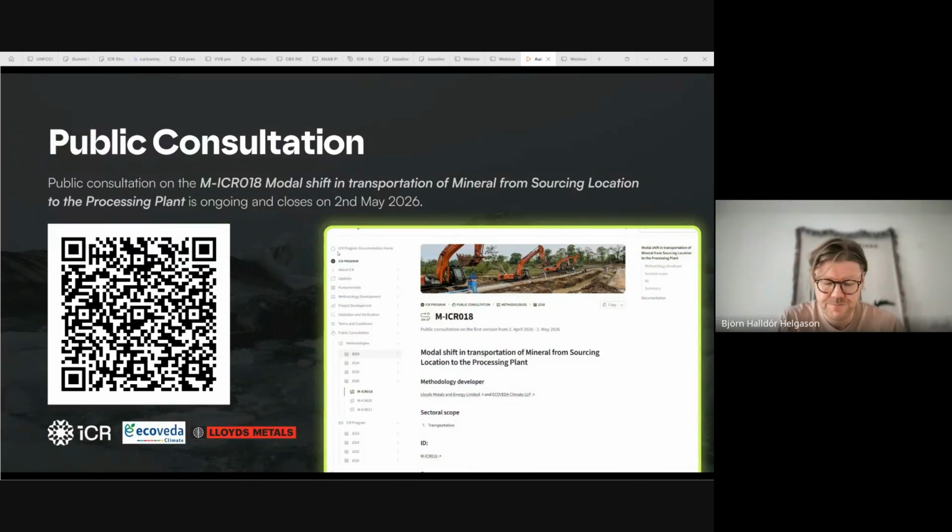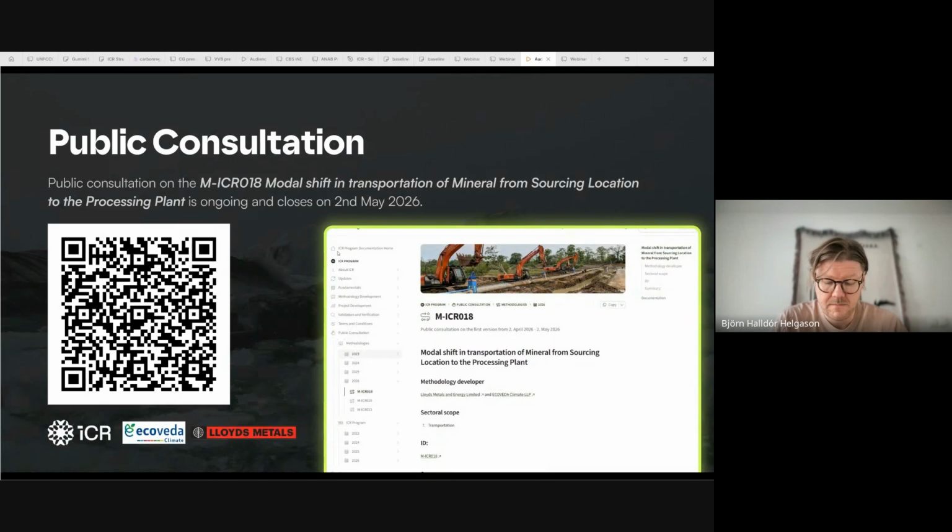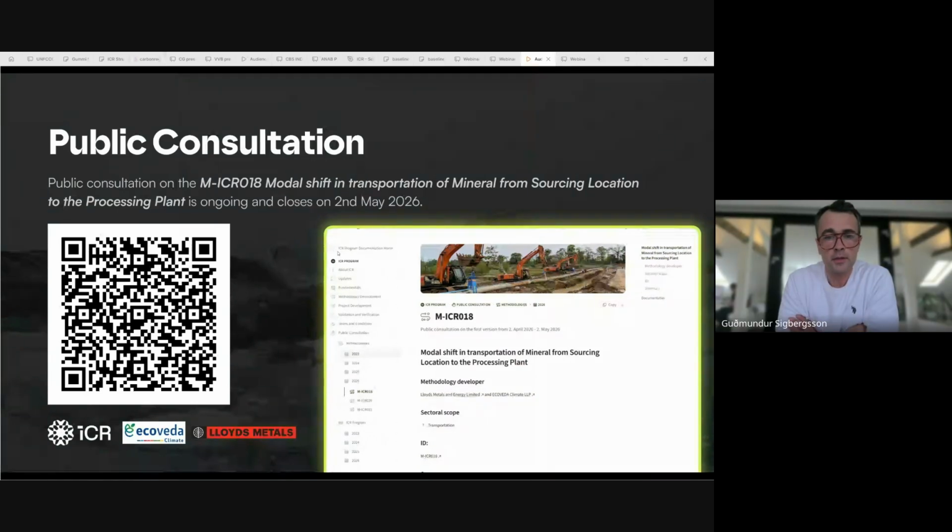So, like I mentioned, the public consultation is ongoing for the methodology. You can scan this QR code or just go through the documentation page of the ICR program and participate in the public consultation.